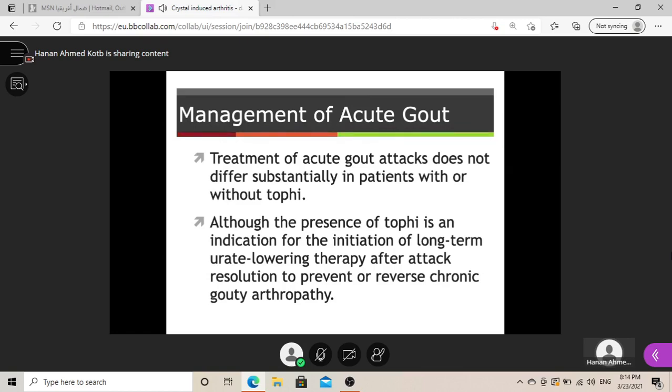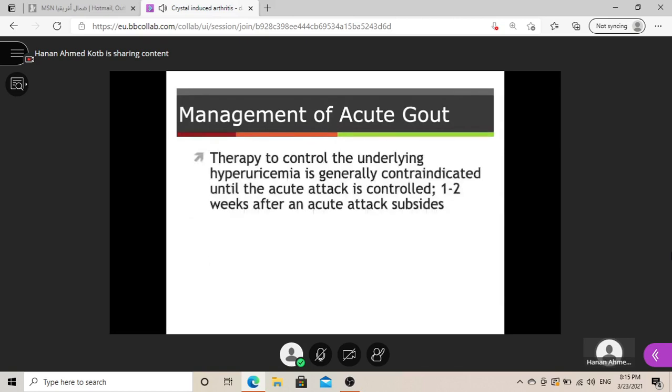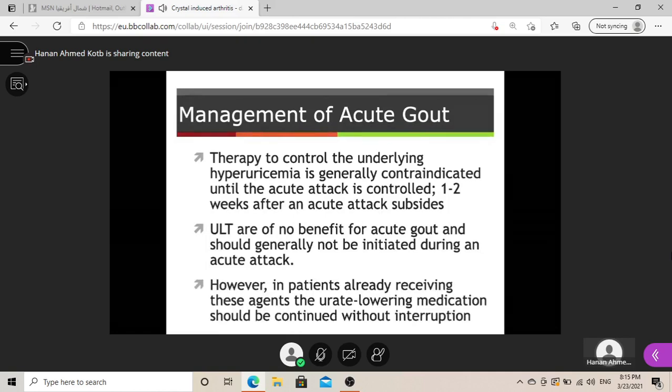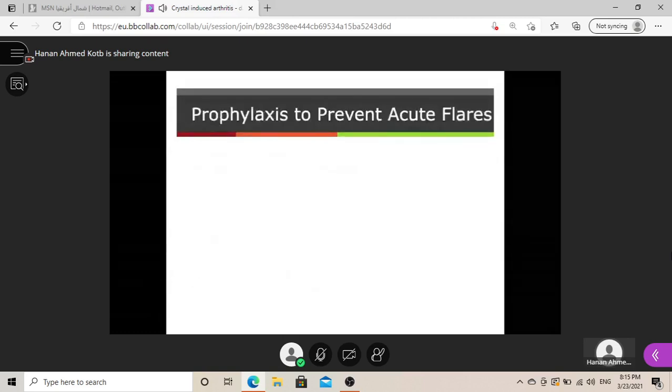Although the presence of tophi is an indication for the initiation of long-term urate lowering therapy after the attack subsides or resolves, to prevent or reverse chronic gouty arthropathy, the radiological changes. Therapy to control the underlying hyperuricemia is generally contraindicated until the acute attack is controlled, 1 to 2 weeks after it subsides, which means urate lowering therapy is of no benefit for acute gout, and therefore I should not initiate it during an acute attack. But if the patient is already receiving these agents, the urate-lowering medication should be continued without interruption.